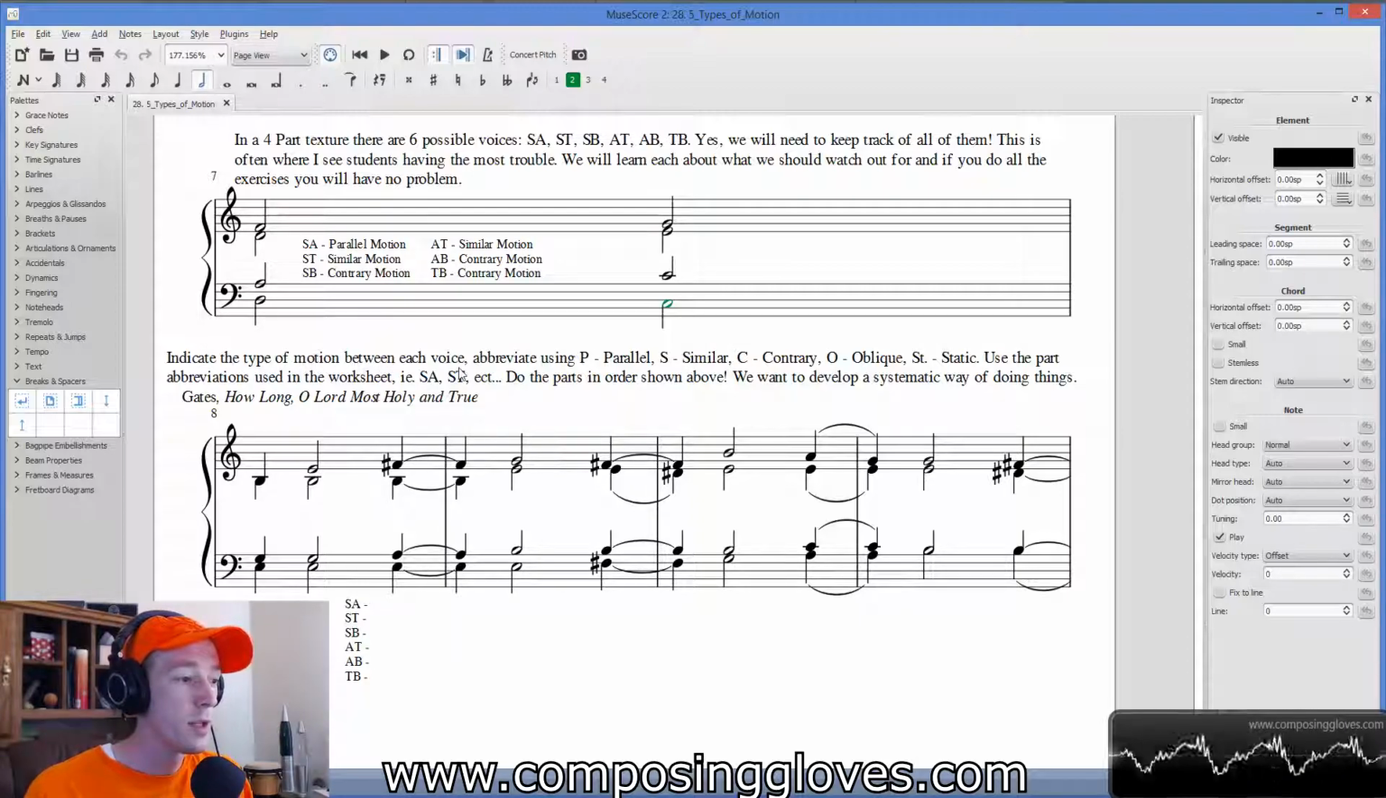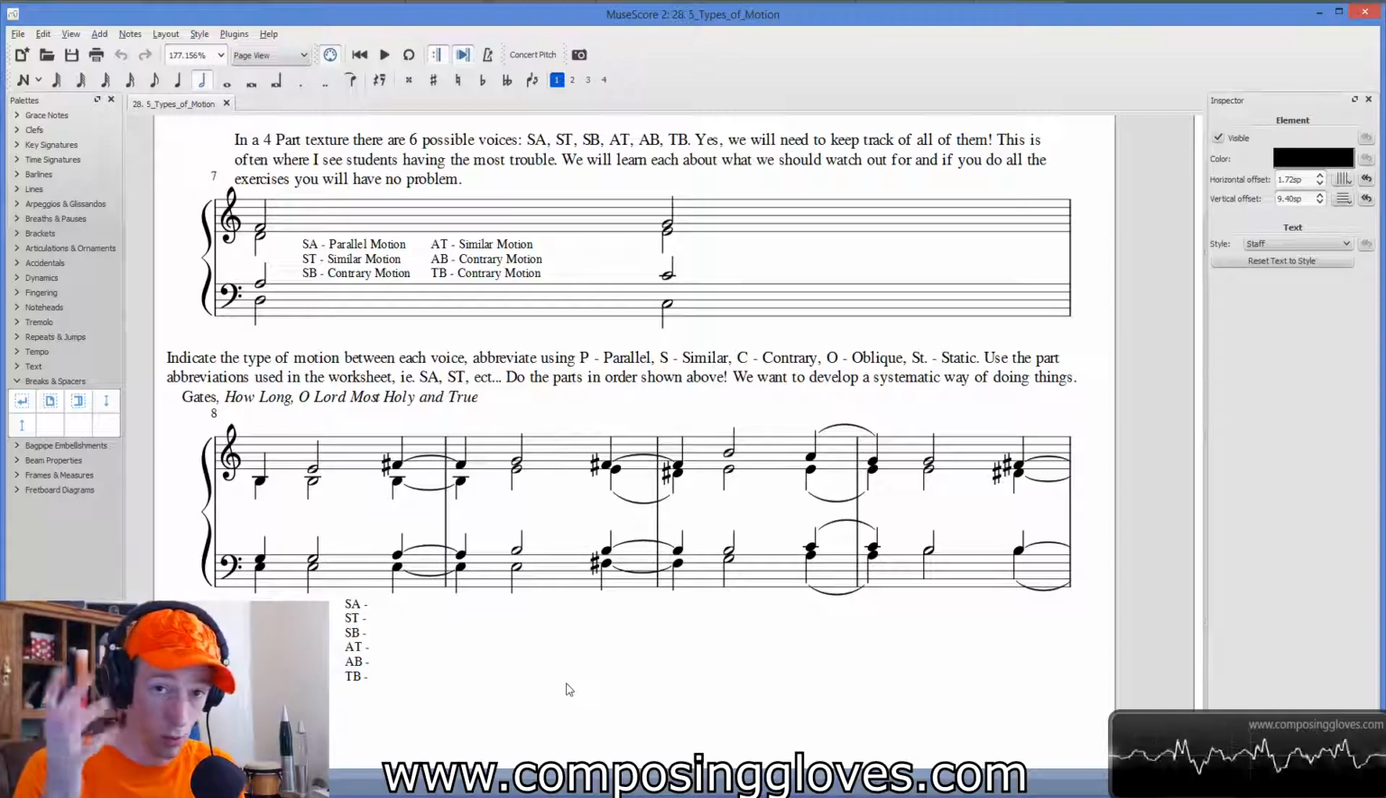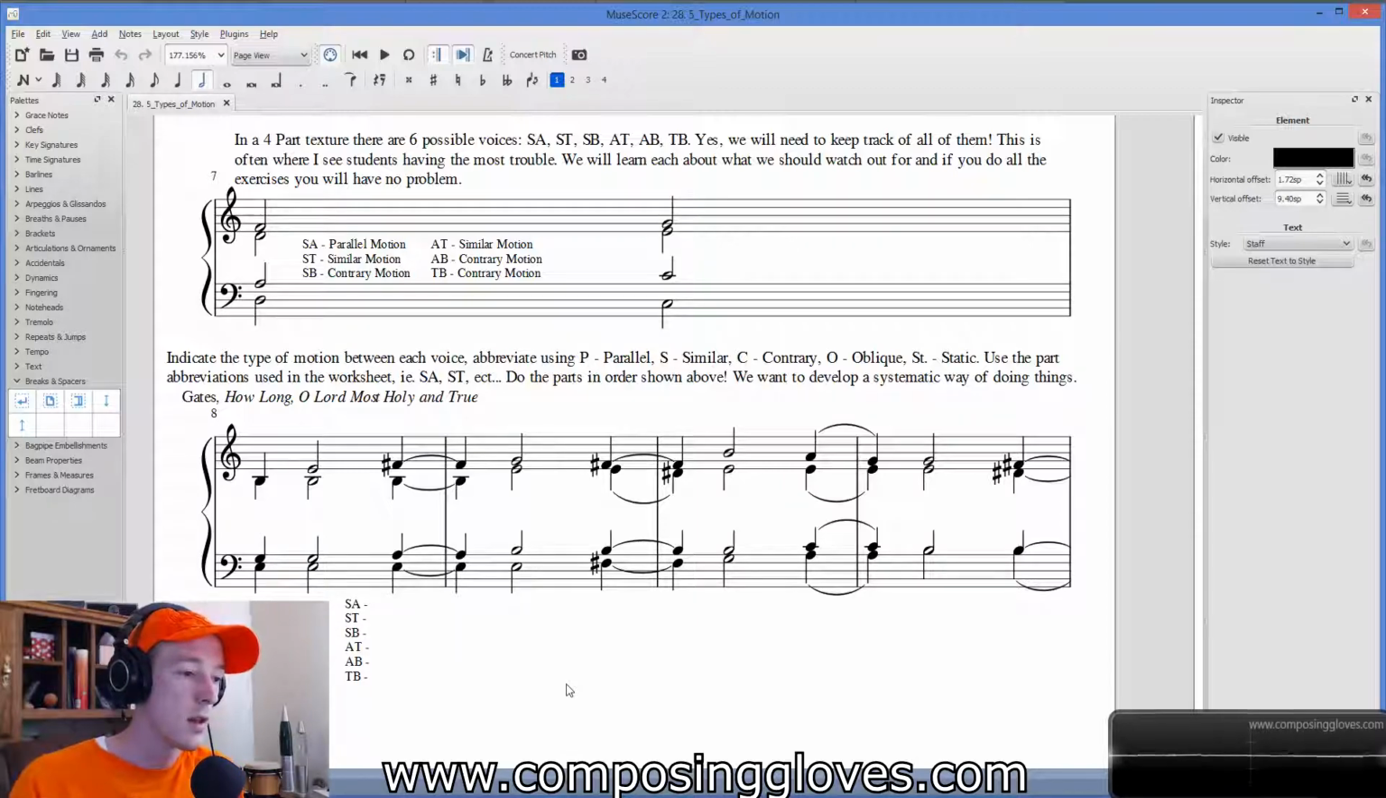Indicate the type of motion between each voice. Abbreviate using P for parallel, S for similar, and so on. Use part abbreviations in the worksheet. By that, I mean you want to do soprano, alto, soprano, tenor, soprano, bass. You can put that between every set of notes if you want, just copy paste. Or if you really want to get a good knowledge of this, you'll type it out repeatedly. If you type it out repeatedly, you'll ingrain this in your head, and you'll be able to go through a regular checklist. So I encourage typing it repeatedly if you're new to this.